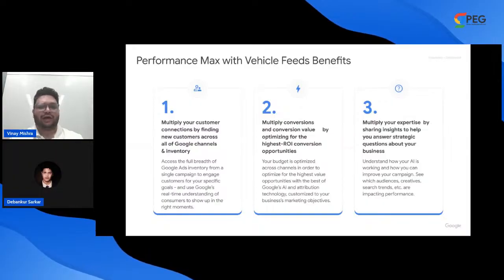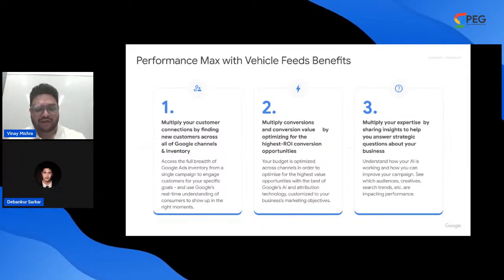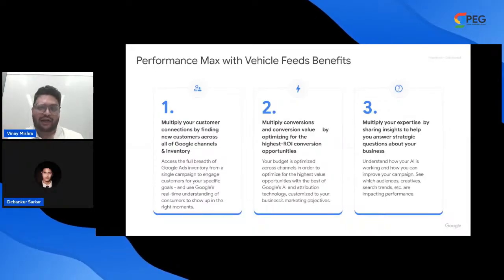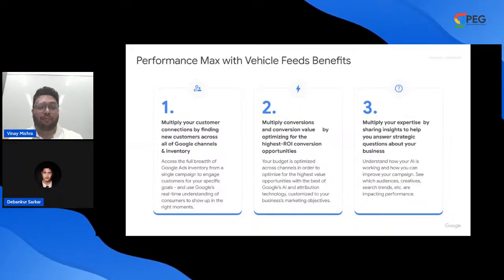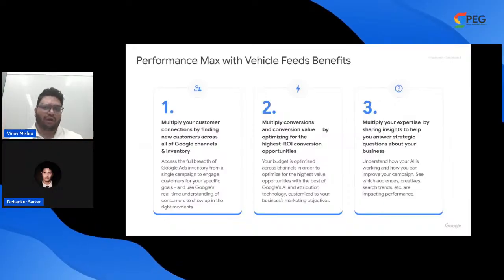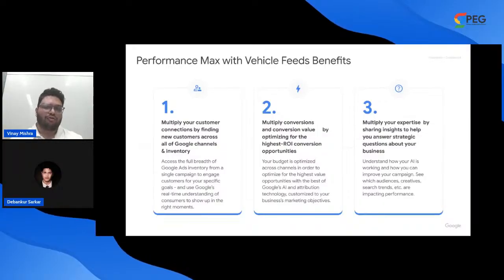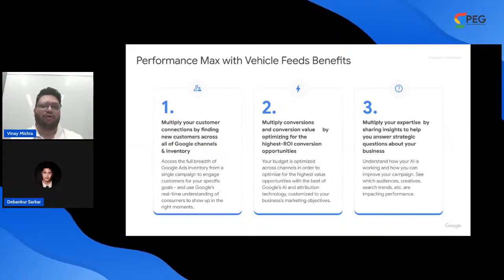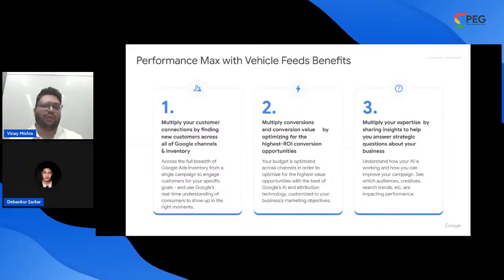You can multiply the conversions and conversion value by optimizing the highest ROI or conversion opportunities that you have with Performance Max campaign. Especially if you're using leads, for example, you can use the conversion value rules to also optimize on your leads performance. If you're using enhanced conversions already, you can use this additional data and re-upload it via offline conversions, so that you are also optimizing your audience list, which are the specific customers who are going ahead and buying a car, right?